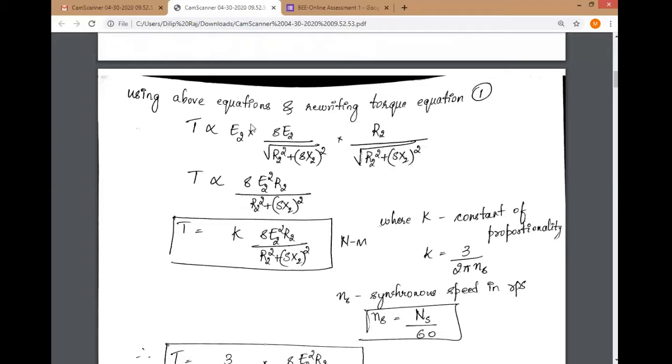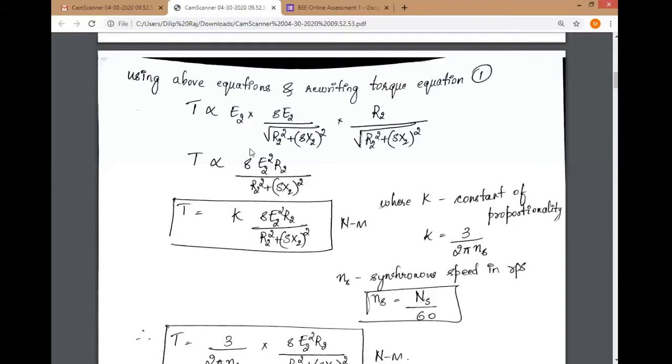Now simplifying this term, in the denominator we have common terms under root. So it is similar to root a into root a, which is nothing but a. So the entire term is written as it is without root. In the denominator, we have R2 square plus sX2 the whole square. In the numerator, we have s into 2 times E2, so it is E2 square into R2. So the torque is directly proportional to these many parameters.